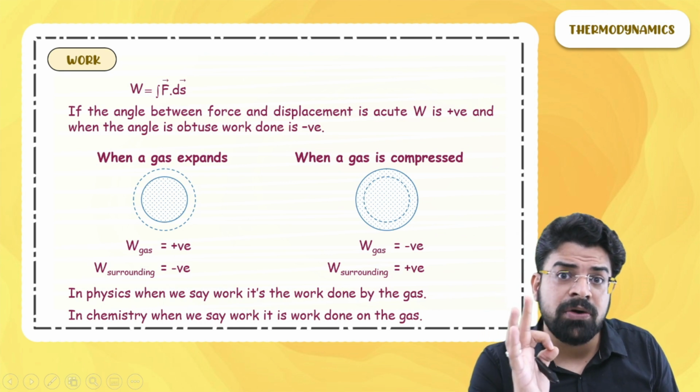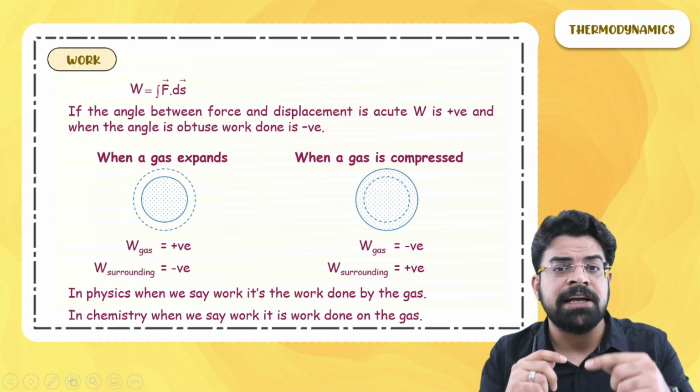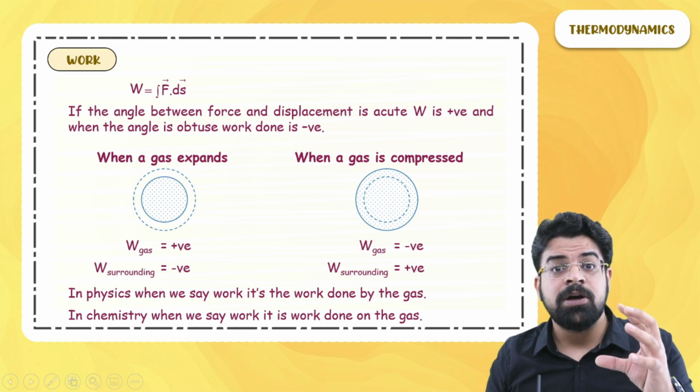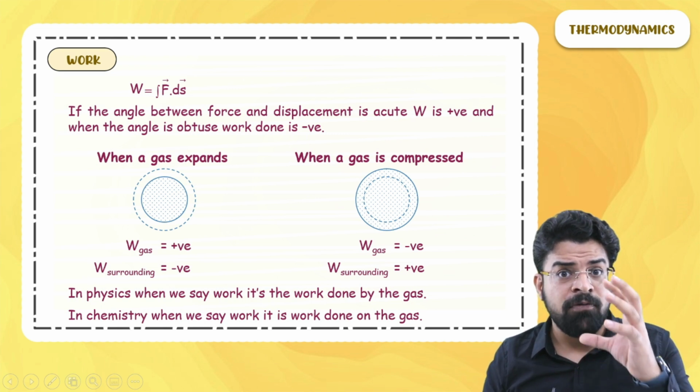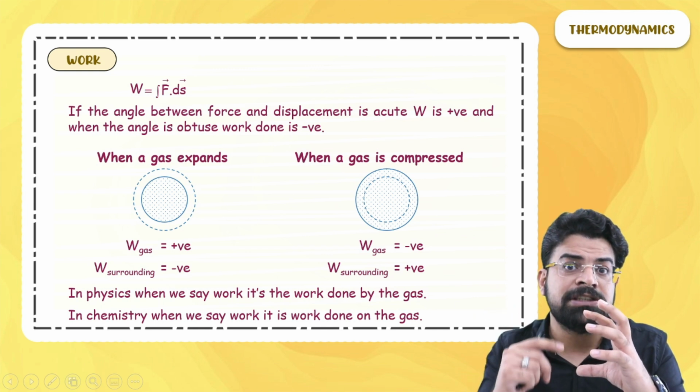A chemist has the greatest focus on the chemical getting sufficient energy for the reaction to initiate. A chemist wants the energy of the chemical to increase. So chemists take work done on the gas to be positive.